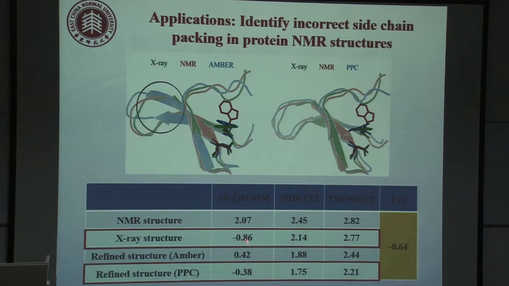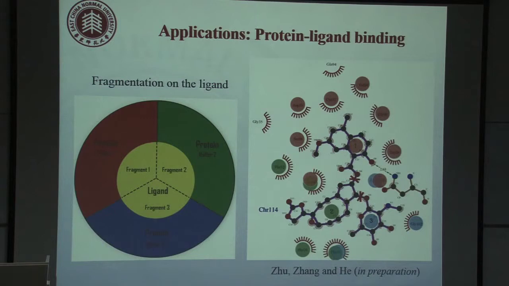But from AFQMM calculations, we can tell, because ab initio calculations are really sensitive to the local chemical environment, and we believe this kind of technology can improve the quality of protein NMR structures. We can also apply this method to protein-ligand binding systems.